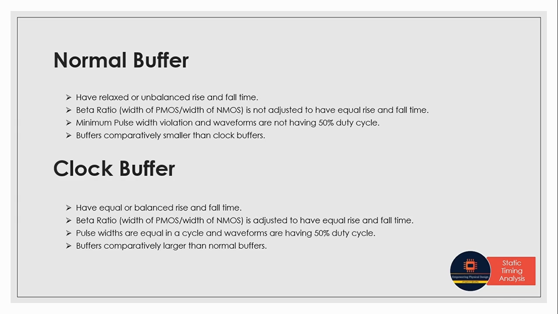It can create skew, it will create a lot of variations later on in the circuit, and in the design we'll see a lot of performance disturbances. That's why we should not use these normal buffers. We should go for clock buffers, because in clock buffers the beta ratio is adjusted in such a way that we get equal rise and fall time, and their pulse width won't get violated. It will stay equal in a cycle, and hence it will give us a 50% duty cycle. And while adjusting this beta ratio, we see that these clock buffers are comparatively a little larger than the normal buffers.